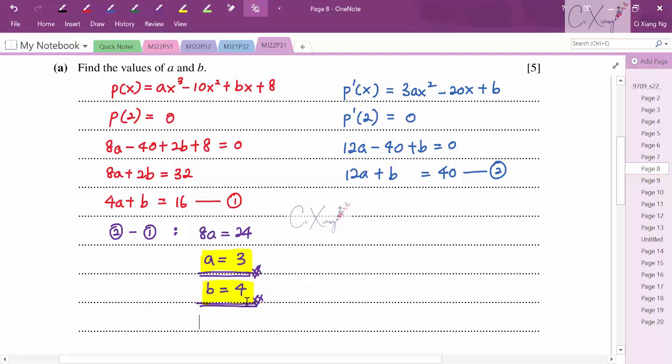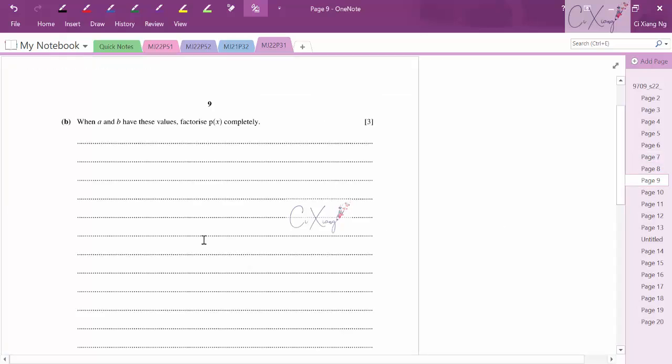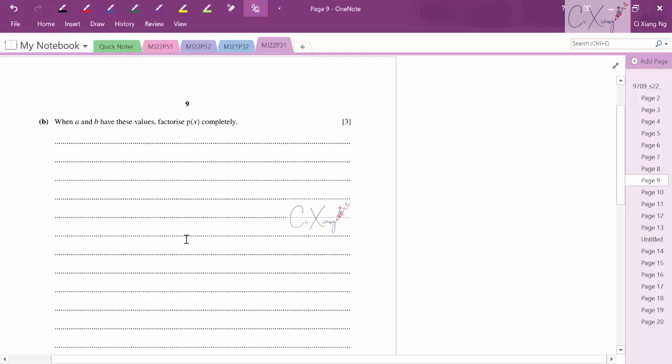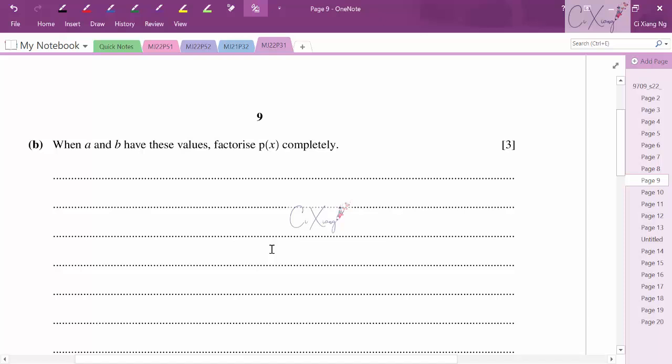Right? Okay, so now we can proceed to part B. For part B of question number 5, they want us to factorize p(x) completely. To factorize p(x) completely, generally there are a few methods that you can apply. For me, I'm using long division. For long division, I will have the original polynomial p, where a is 3, so it becomes 3x cubed minus 10x squared, and then bx, where b is 4, so 4x plus 8. And the factor is x minus 2.